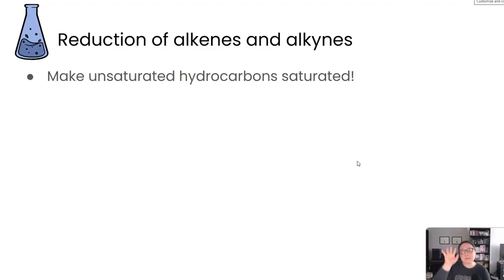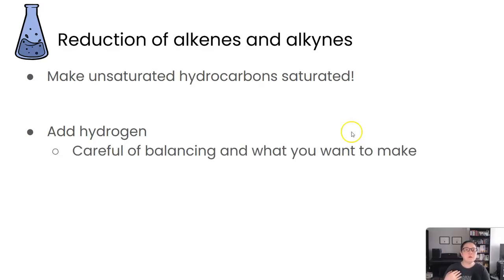Basically, making these unsaturated hydrocarbons saturated is a reduction because you are adding hydrogen. You're breaking the double or triple bond, and if you add hydrogen to it, that's basically a reduction. Now, this is the one reaction where balancing is actually a little bit important, because when you're going from an alkene to an alkane, however many double bonds you have, you take that many hydrogens, and then you're just basically adding an H2 to every double bond that you're breaking.